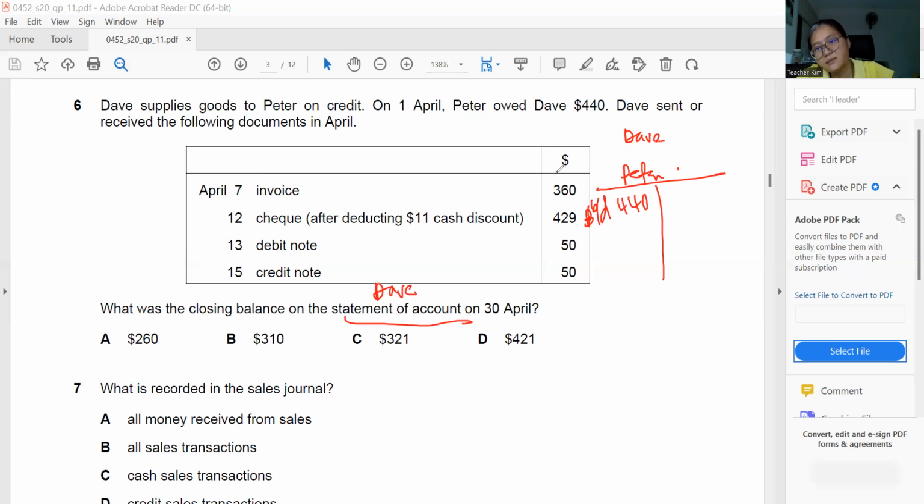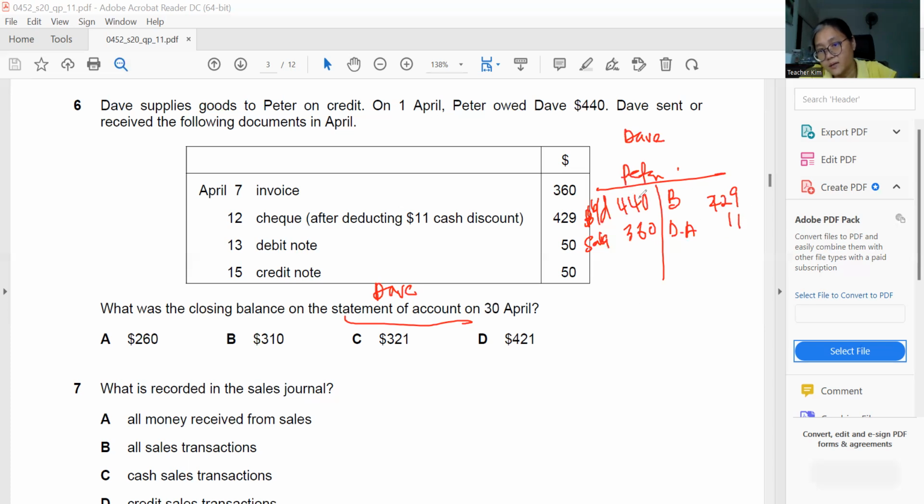On the 7th, Dave sent an invoice. This invoice refers to the sales, 360. The check was received after deducting an $11 cash discount. So here we have bank, 429. And then this discount is a discount allowed, because the customer. This is a customer. So we have $11.